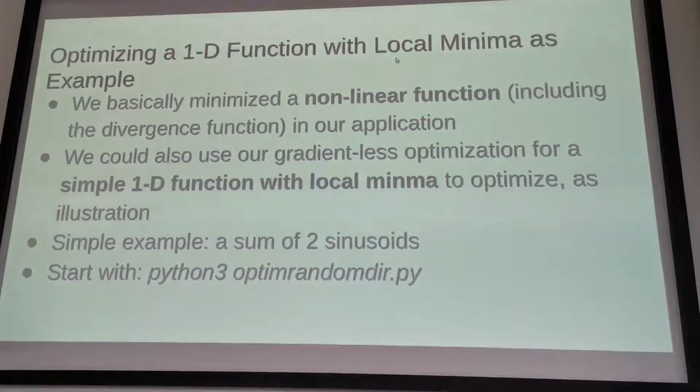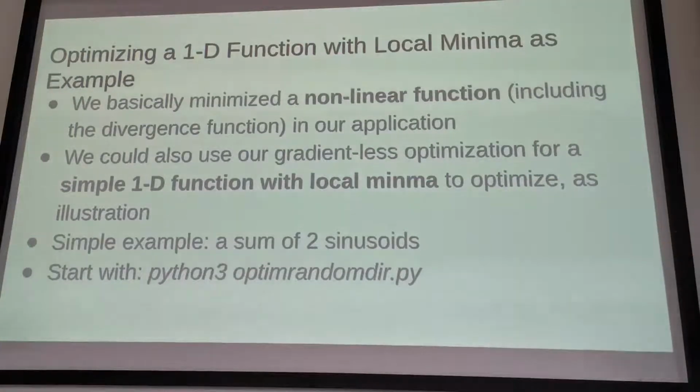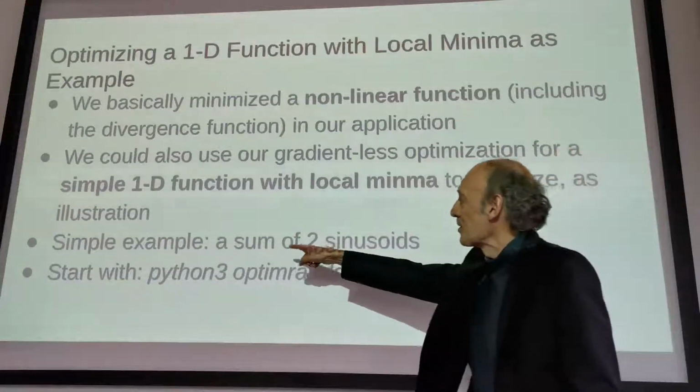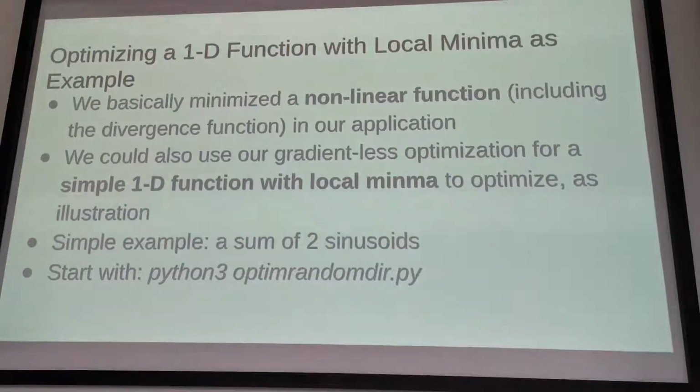So now I have another example. Basically we minimize the nonlinear function, including the divergence function, in our application. We could also use our gradient-less optimization for a simple one-dimensional function with local minima to optimize, as illustration. Right? So instead of 4 coefficients, now I just have 1, which has the advantage that it's easier to plot. An example here is a sum of 2 sinusoids. So I have a low-frequency sinusoid and a high-frequency sinusoid added up, and that gives many local minima. And then it should find the global minimum.